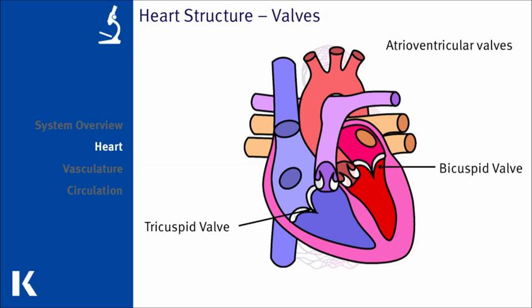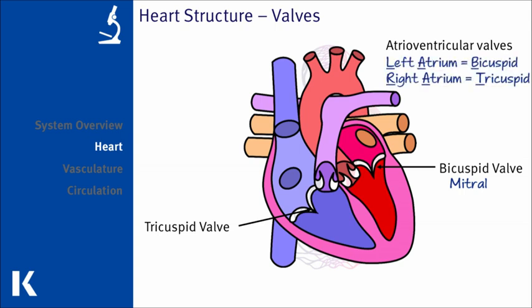When passing from the atria into the ventricles, the blood passes through the atrioventricular valves. On the right side of the heart, the tricuspid valve separates the right atrium from the right ventricle. On the left side of the heart, the bicuspid or mitral valve separates the left atrium from the left ventricle. A convenient mnemonic for this is LAB-RAT. Left atrium bicuspid, right atrium tricuspid.